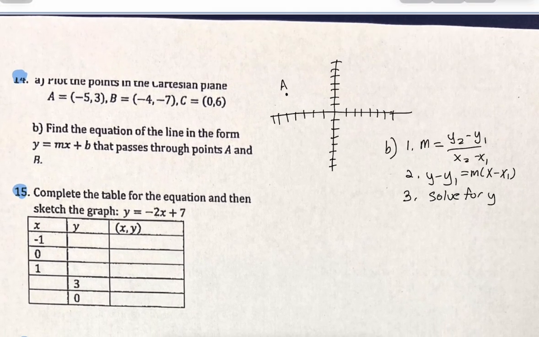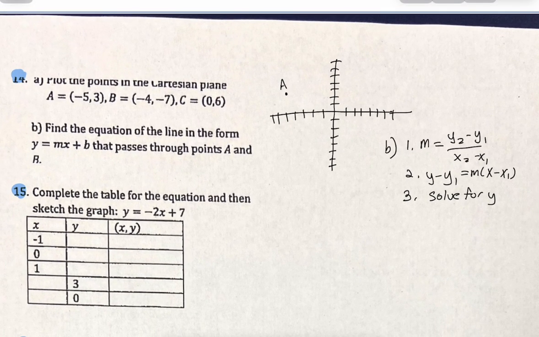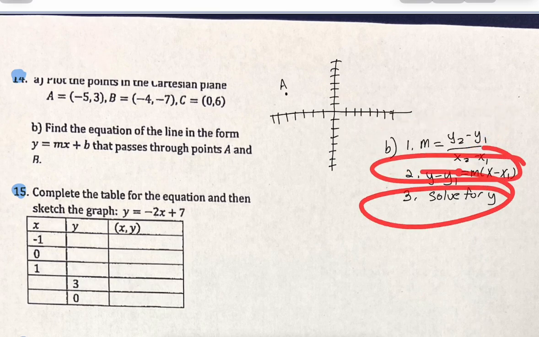Do we have any questions about 14? Okay, so find the slope, plug it into the point slope formula, solve for y, you're done.